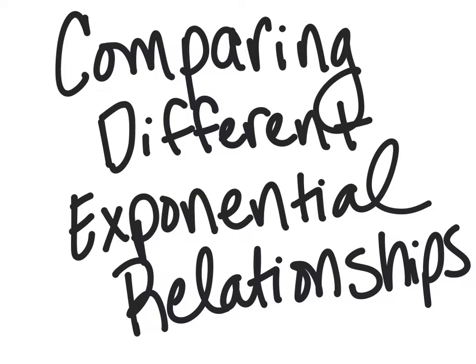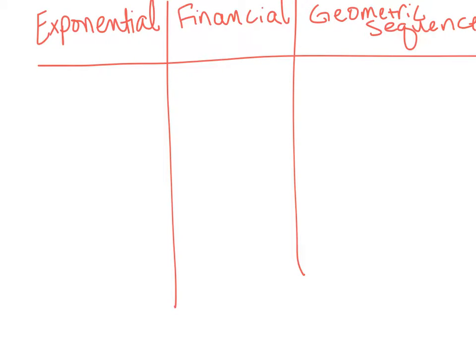This video is about comparing different exponential relationships and knowing when to use which formula. The three types of exponential relationships we looked at are a straight exponential growth or decay problem, financial problems, and geometric sequences. Each of these has its own specific exponential equation that you're going to want to be aware of, particularly in the context of word problems.